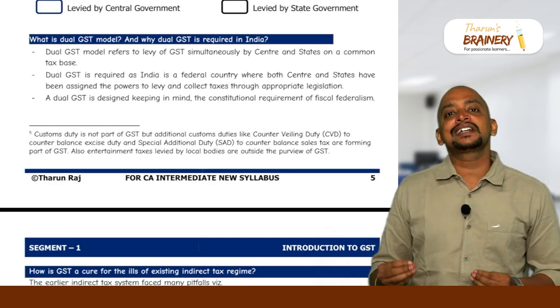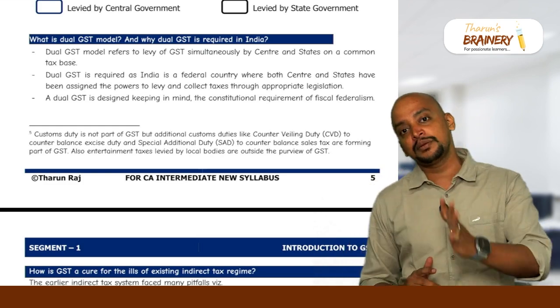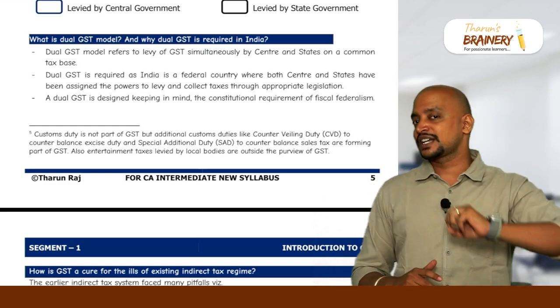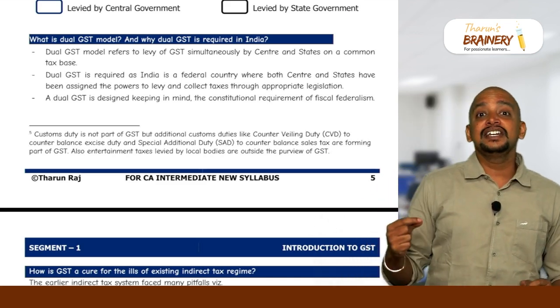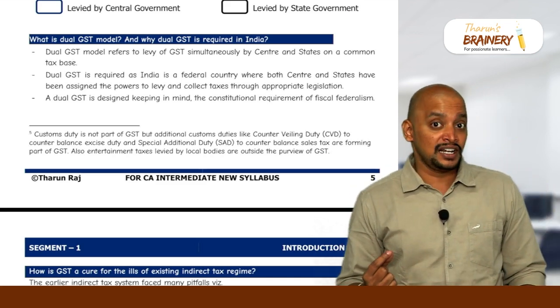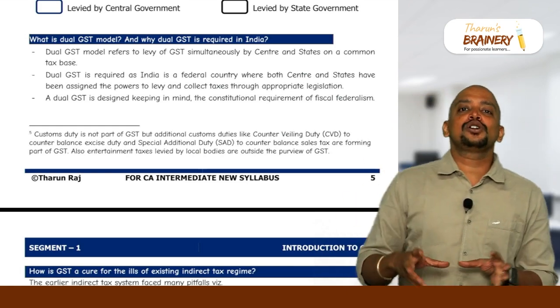Income tax, who will collect? Central government only will collect. State governments will not collect any income tax. Central government only will collect. So that is a single tax model. But GST is not a single tax model. GST is a dual tax model wherein central government also will collect and state government also will collect.